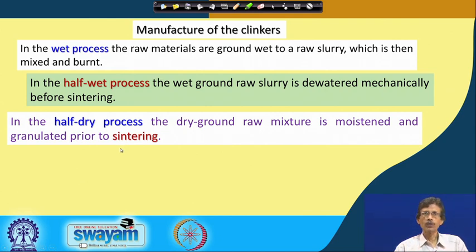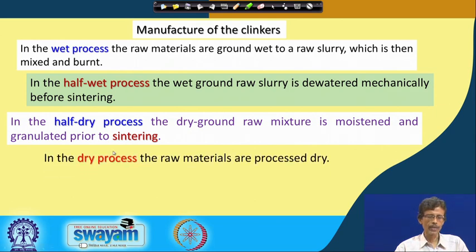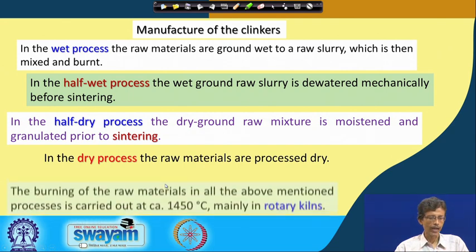Depending upon the material and the type of cement to be produced, whether slag cement, fly ash cement or pure Portland cement, different processes can be used to improve the quality of the cement. And finally, from the wet process to the dry process. So these are the 4 different techniques. In the dry process, the raw materials are processed dry.